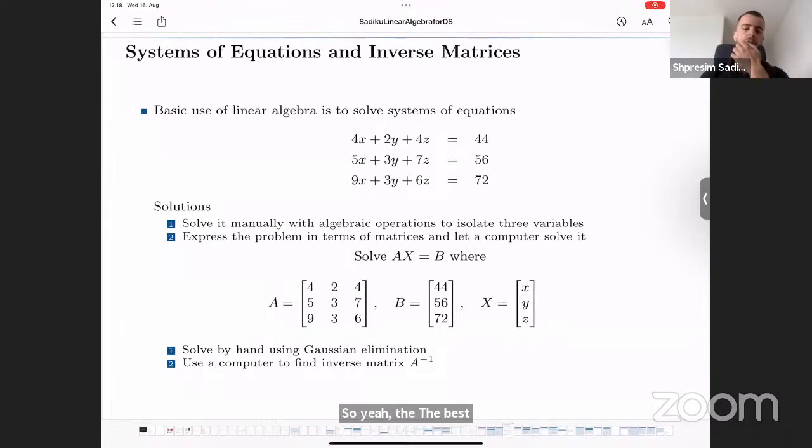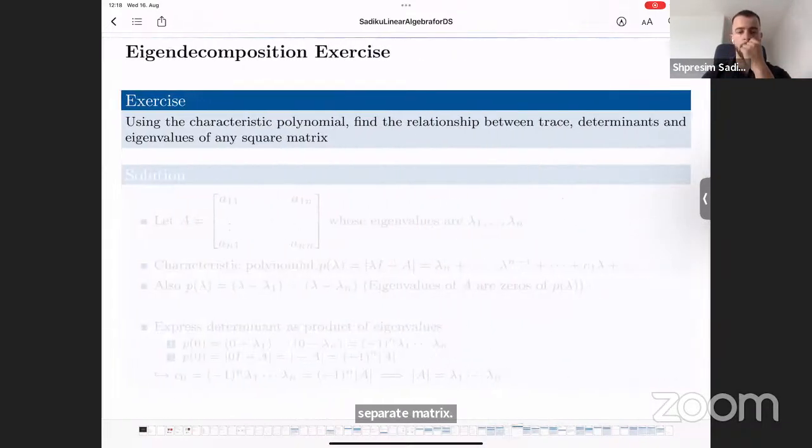The best way to do this is always to extract the coefficients into a matrix A, the values on the right side into a matrix B, and the unknown variables into a separate matrix X, which you can then use a computer to find the solution.